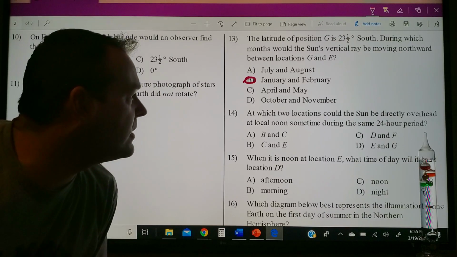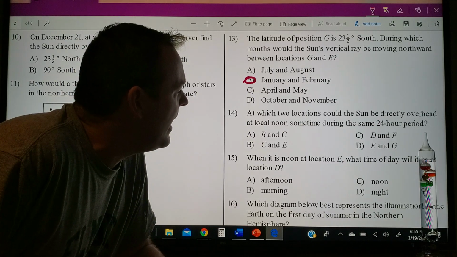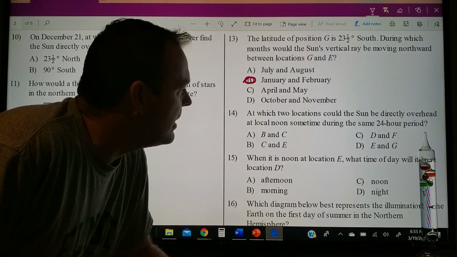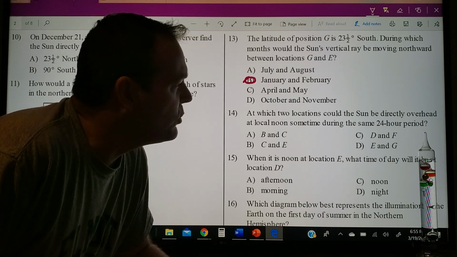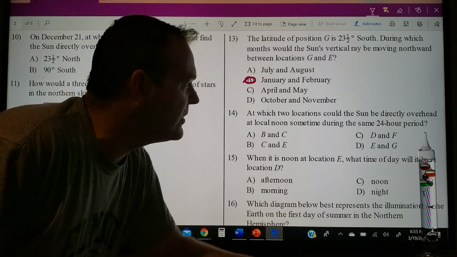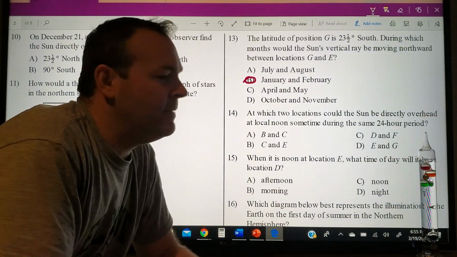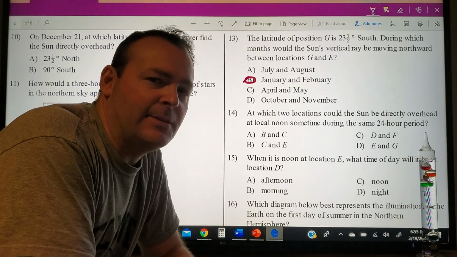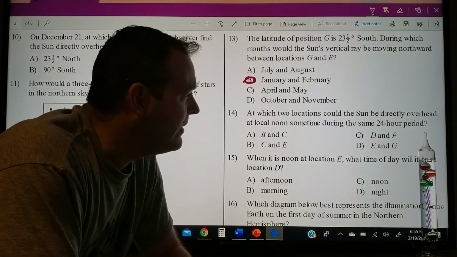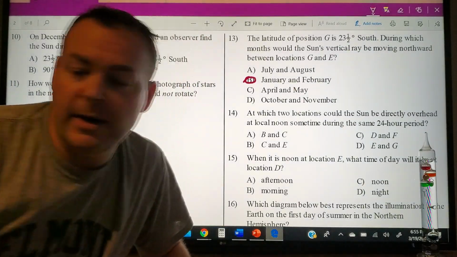All right, for number 14, at which two locations could the sun be directly overhead at local noon or solar noon sometime in the same 24-hour period? So during the same day, which 2 points would have the sun directly overhead at the zenith? It's got to be 2 places at the same latitude, right? If you're at different latitudes, that wouldn't happen. So you're looking for 2 points that are at the same latitude that could also get direct sunlight.